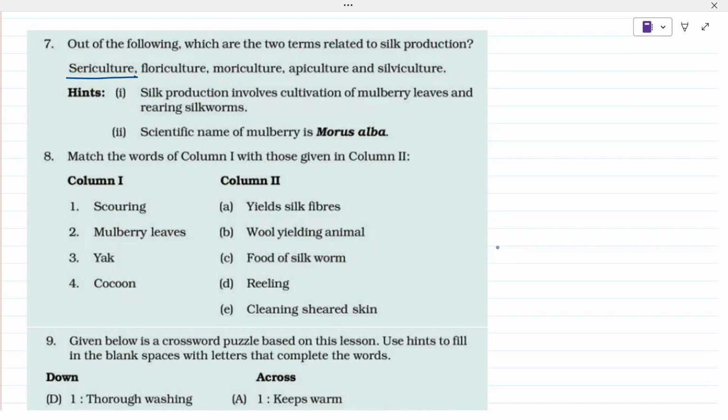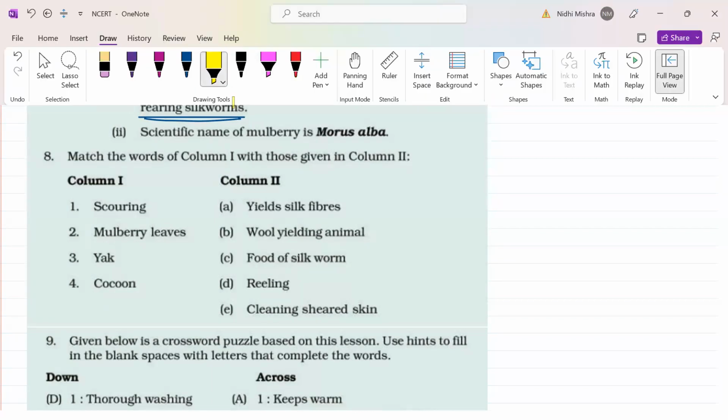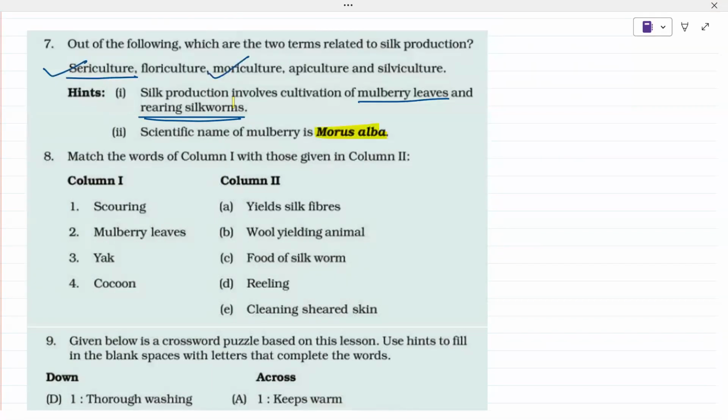And here a few hints are given. Silk production involves cultivation of mulberry leaves and rearing silkworm. So rearing silkworm is sericulture and cultivation of mulberry leaves is known as moriculture, right? So these are the two correct answers. Scientific name of mulberry is Morus alba, which is equally important. You should learn this.